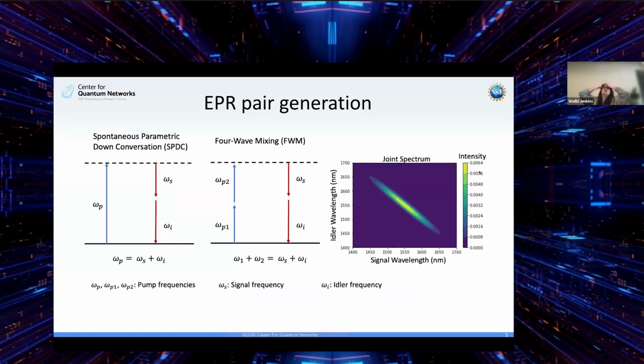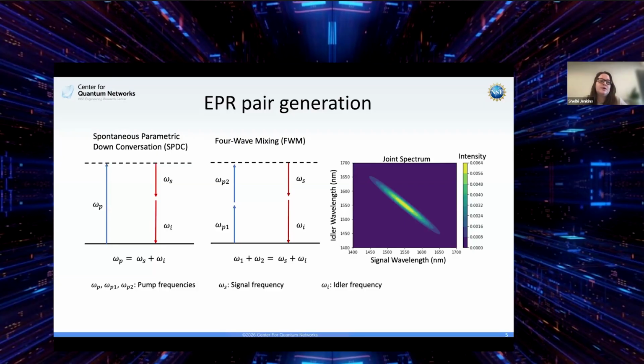Okay. So the first technical thing we're going to talk about is EPR-pair generation, which is the first step, obviously, in being able to distribute entanglement across the network. We have two examples of how to generate EPR pairs. There's spontaneous parametric down conversion, which is a second-order nonlinear process, and there's four-wave mixing, which is a third-order nonlinear process.